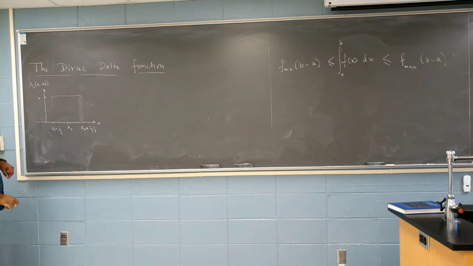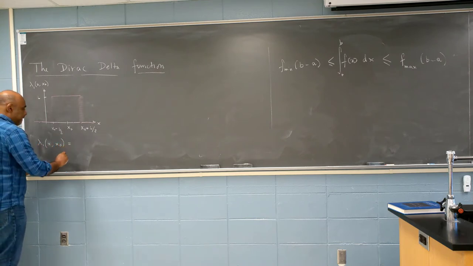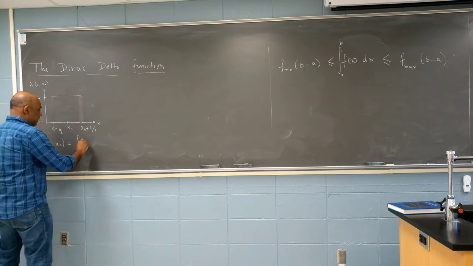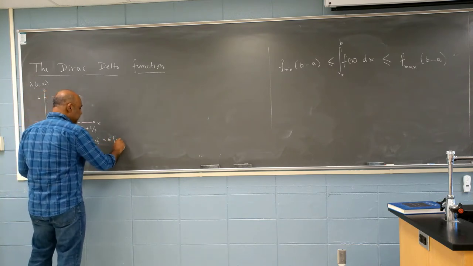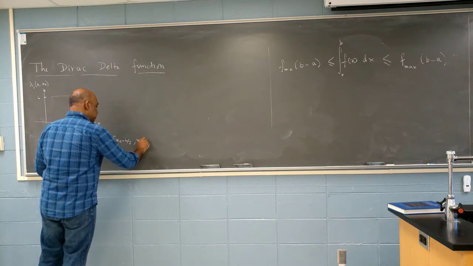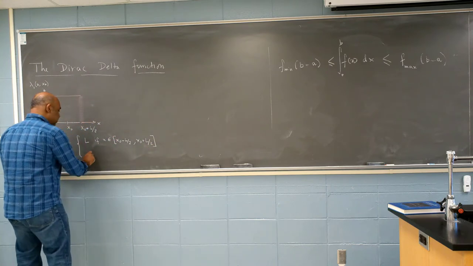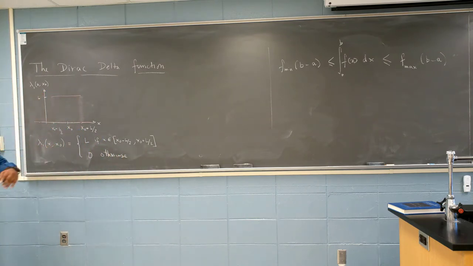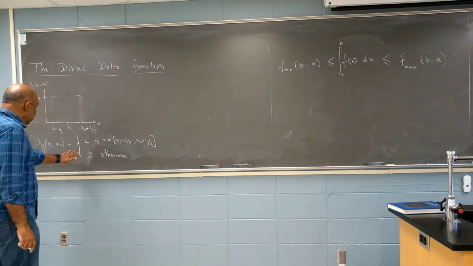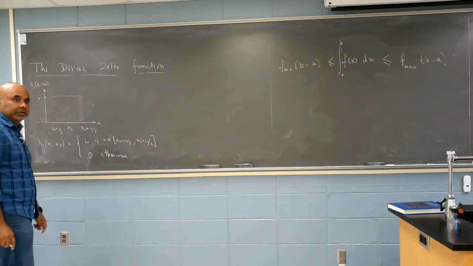Okay? I want you to notice a few things. First of all, how do I define the graph of lambda? It's equal to L if x belongs to the closed interval. It doesn't have to be closed. Equal to 0 otherwise. It's a good definition for lambda 1. What I said was, I didn't say I'm going to define one function, but I'm going to define a sequence of functions. How many? Infinitely many functions. Okay, but before I do that, I want to show you some of the properties of lambda.